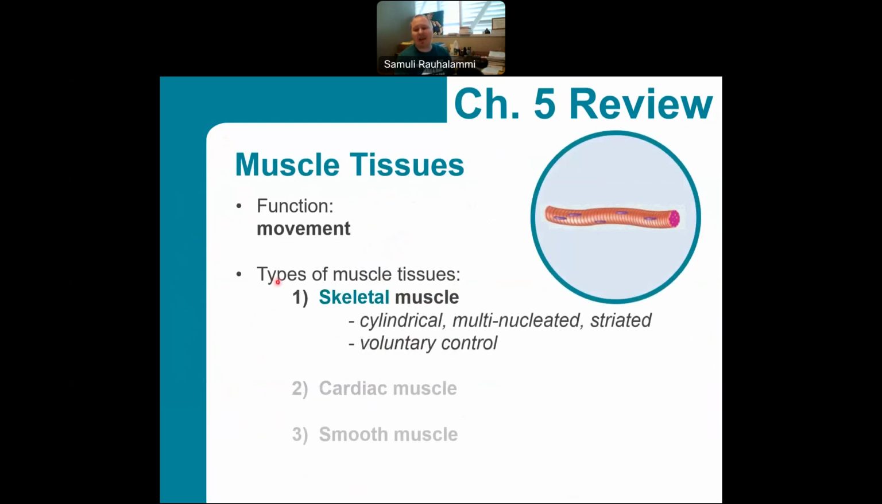So let's start with the skeletal muscles. Skeletal muscles are these cylindrical shaped cells. They have multiple nuclei, so they are multinucleated cells, and they are also striated. So we have these stripes running across. Skeletal muscles are under voluntary control, so you get to choose that now I'm moving a muscle, now I'm moving a different muscle. So you do have voluntary control over those.